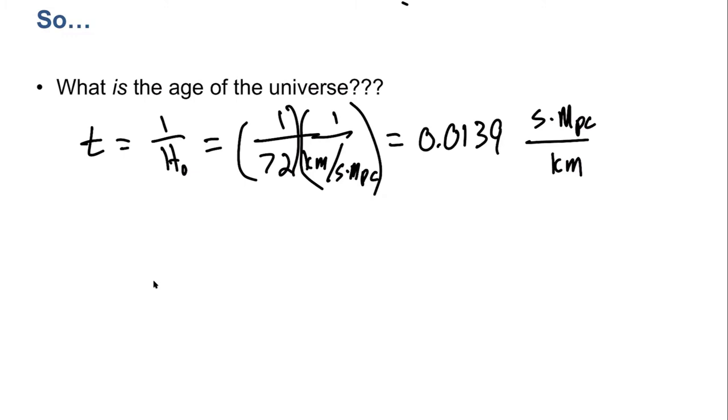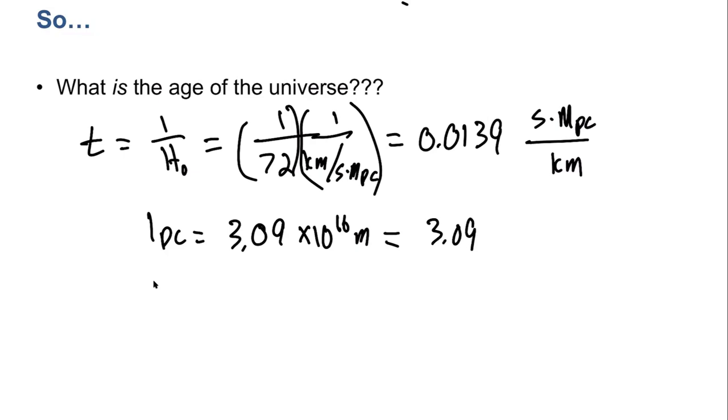You can look this up, but 1 parsec is 3.09 times 10 to the 16 meters. And if you want to divide by 1,000, it's more likely we want it in kilometers. 3.09, if you divide this by 1,000, that's 10 to the 3. You just need to decrease the exponent by a factor of 3. So this is 3.09 times 10 to the 13 kilometers.